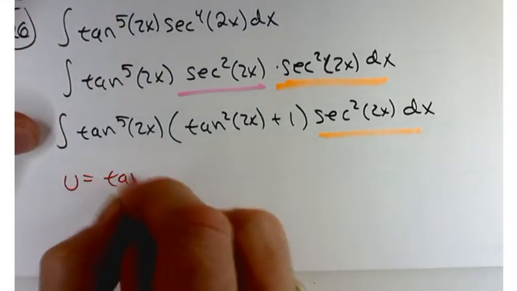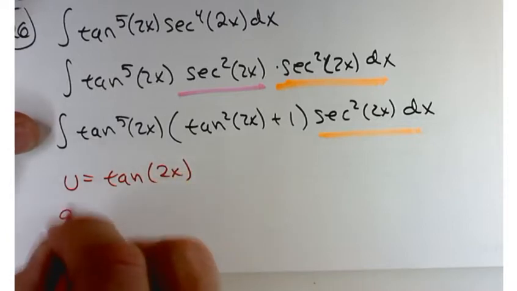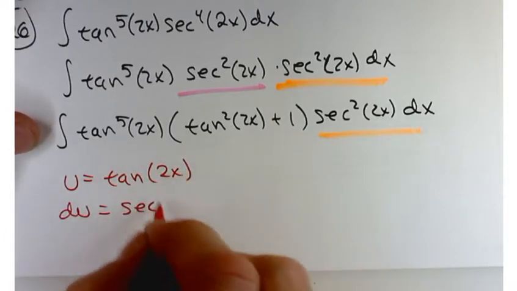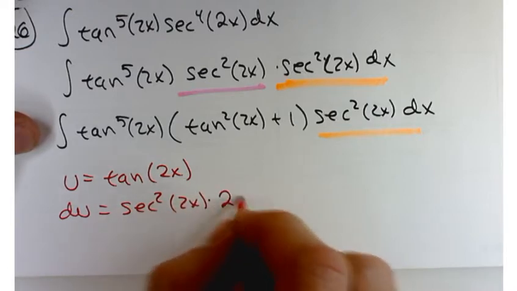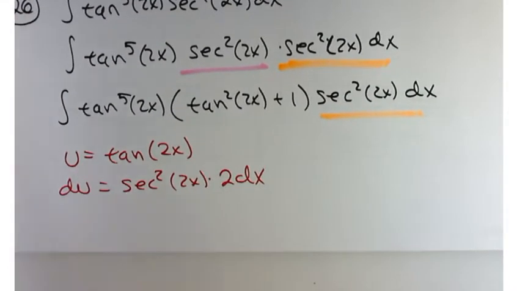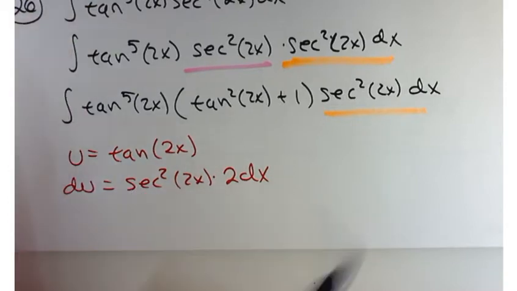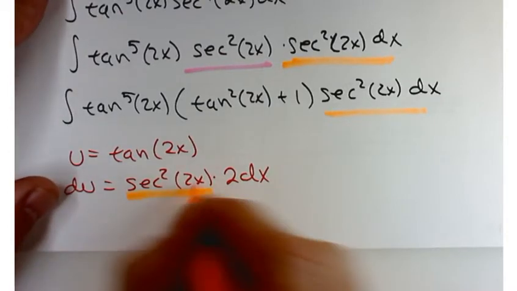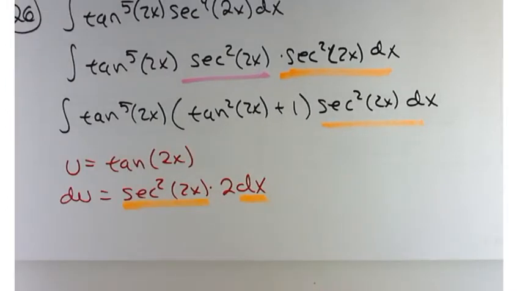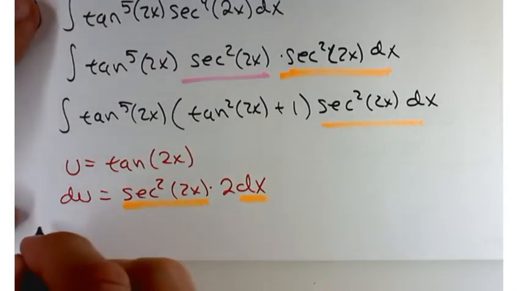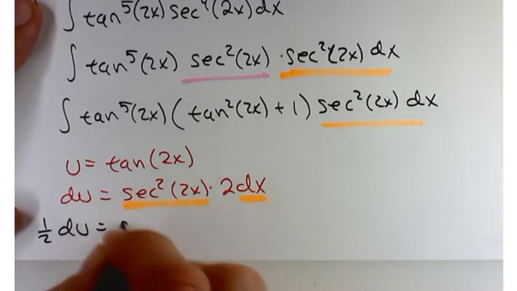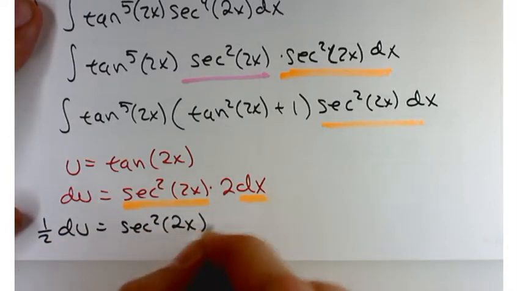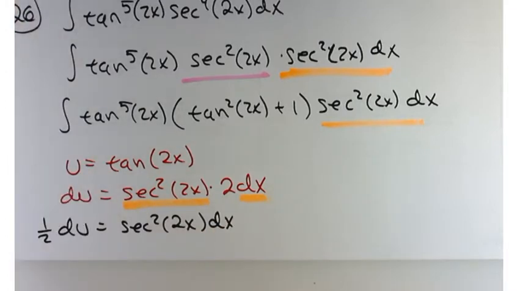u equals tangent of 2x. du is secant squared of 2x times 2 dx. Which is pretty close to what I have in the integrand. So I've got secant squared 2x dx. I need to get rid of the 2. So let's divide that over to the left-hand side. That's 1/2 du equals secant squared of 2x dx. Perfect.